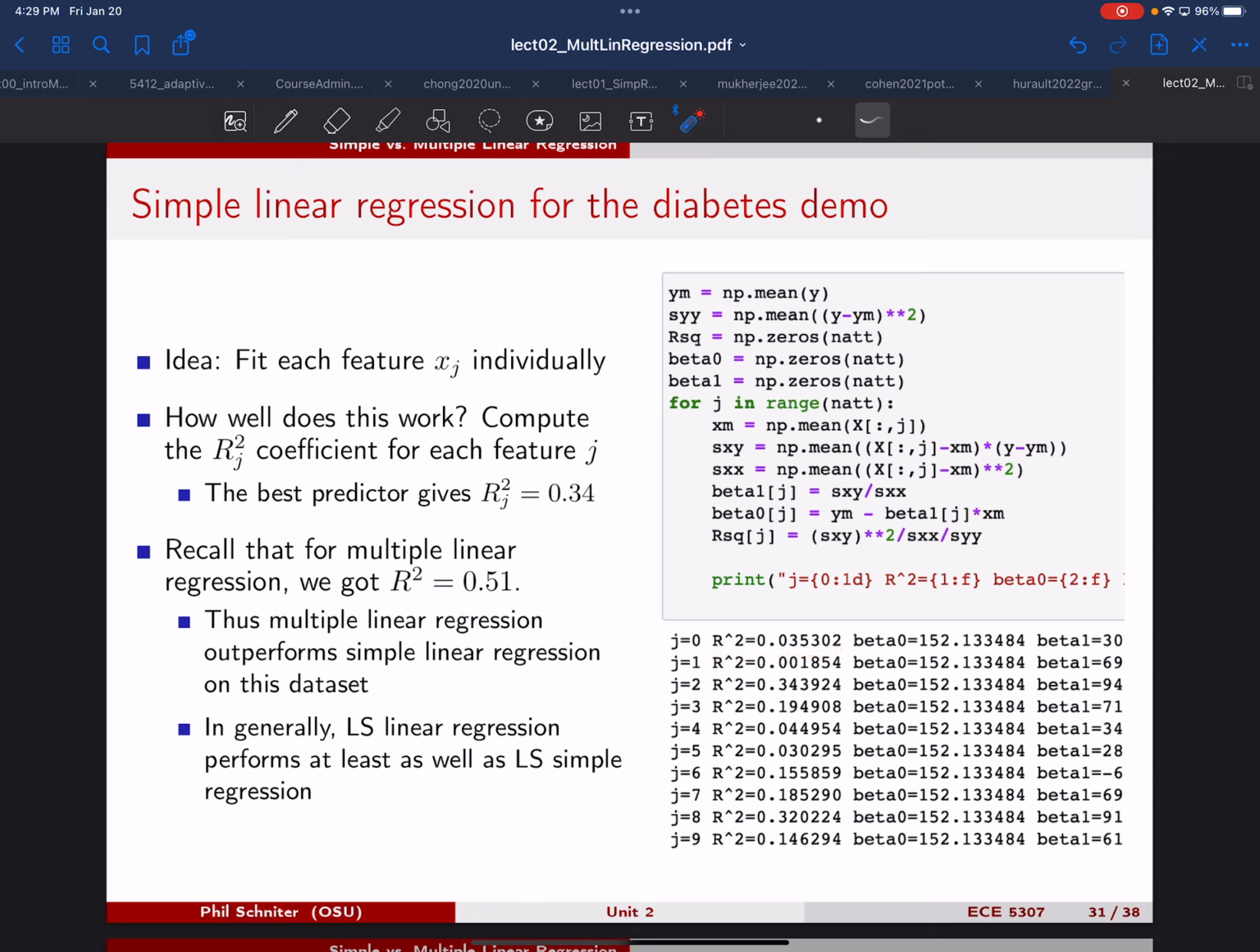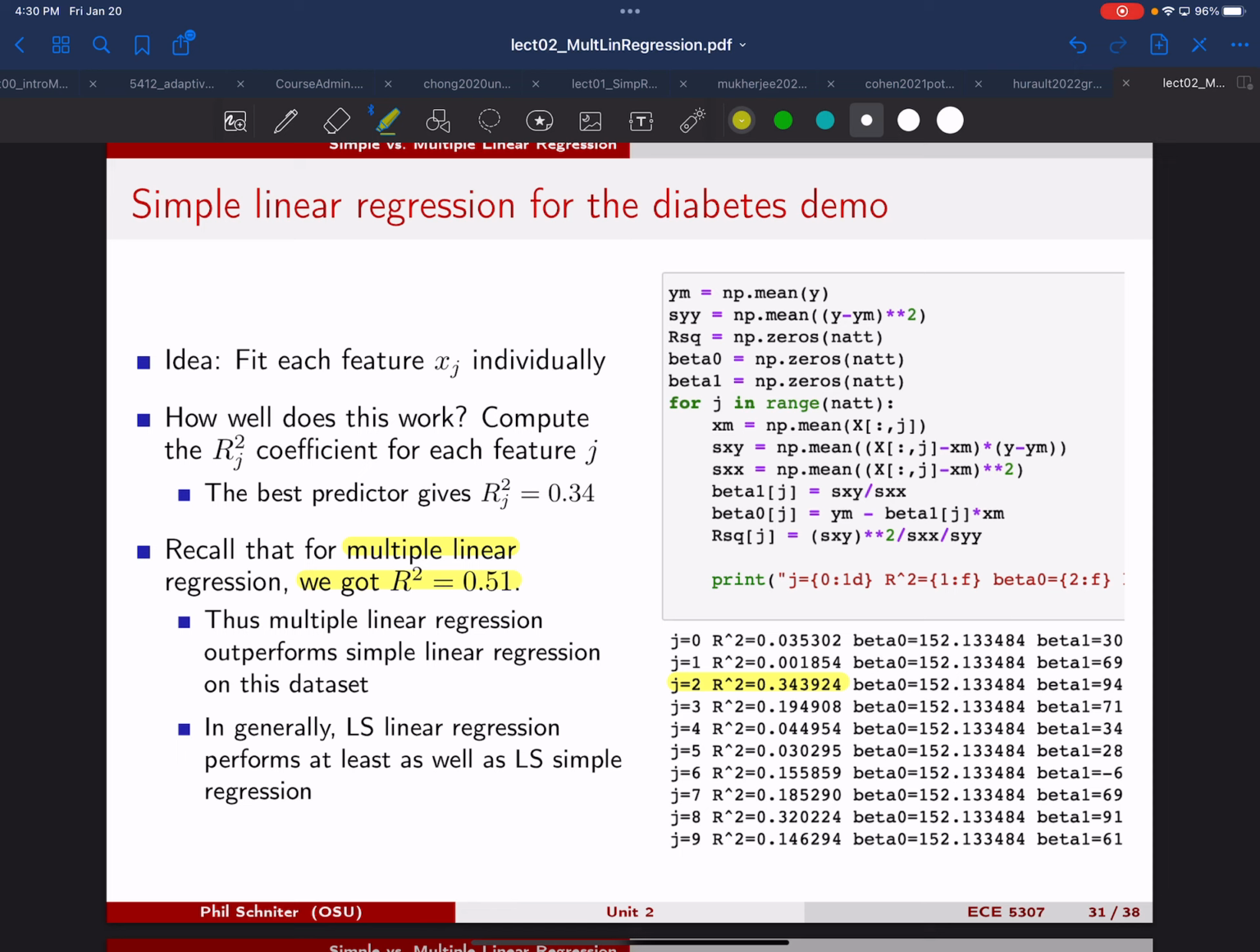When we look through the r squareds, we see some values that are extremely low, like 0.0018, so that feature is almost useless in terms of prediction. We see a few better ones. I think the best one is this one, 0.34. But remember that when we did multiple linear regression, we got all the way up to 0.51. So we definitely see a gain in going from single features to all of them.